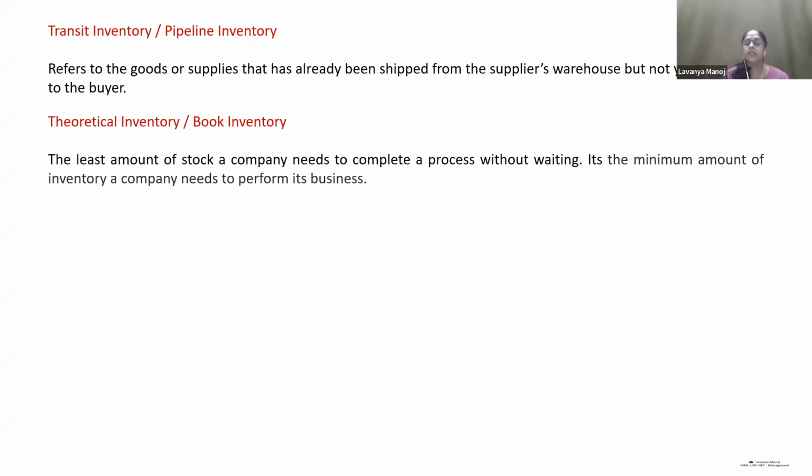And then theoretical inventory. This is an inventory the company always keeps as a safety stock or buffer stock or whatever. The only difference between buffer stock and theoretical inventory is that the buffer stock can be taken for processing, even if there is no necessity for taking the buffer stock.